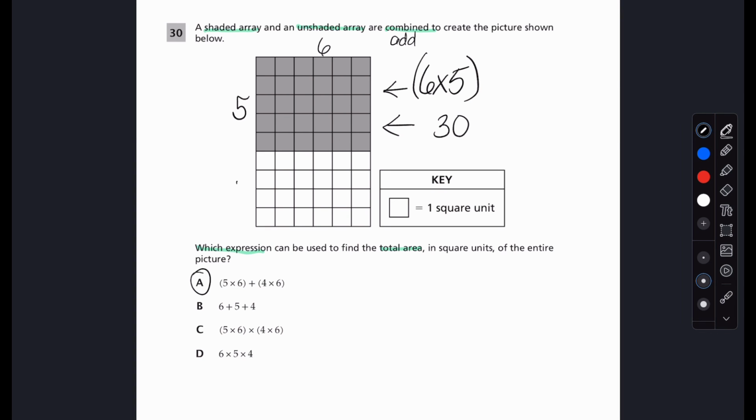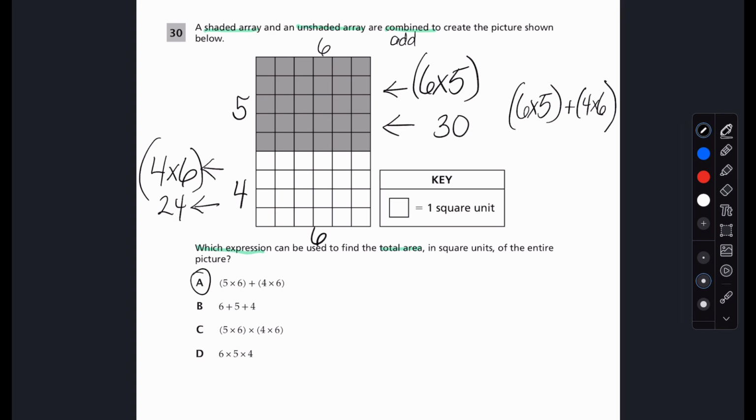For the bottom part, I have 4 groups of 6. So I could represent this as 4 times 6, or 24. Both are equivalent. So how can I find the total? I could just add them together: 6 times 5 plus 4 times 6. That is one way for me to represent this expression. I could also do 30 plus 24, or I could add them together and get 56. Any of these ways will work.